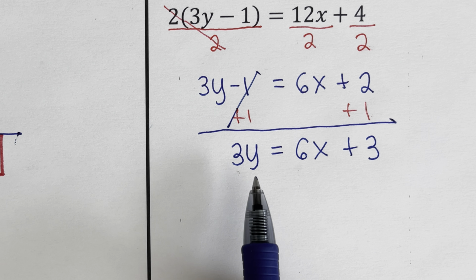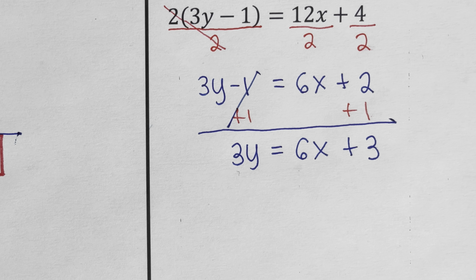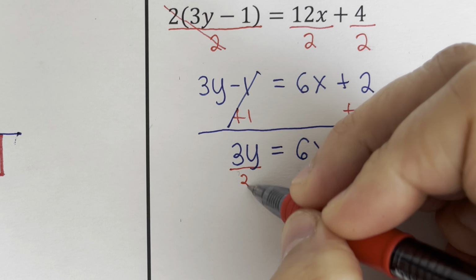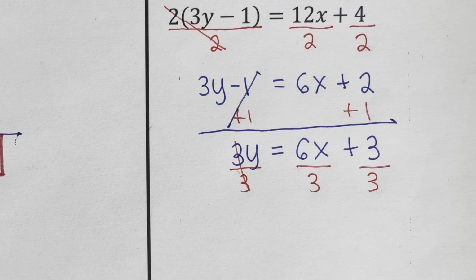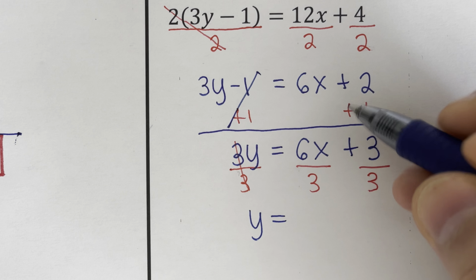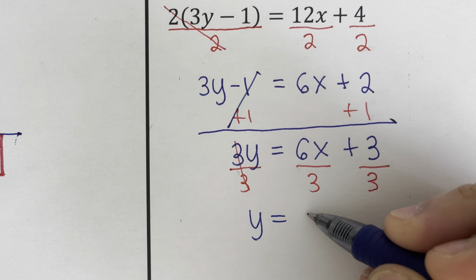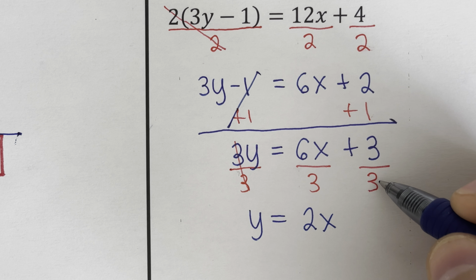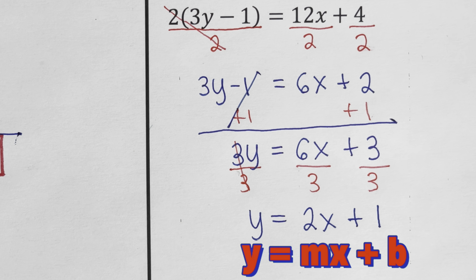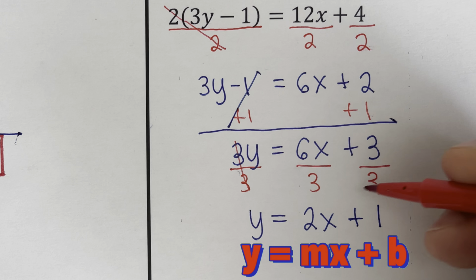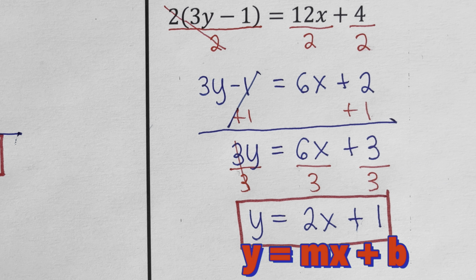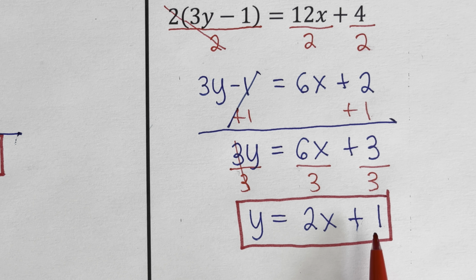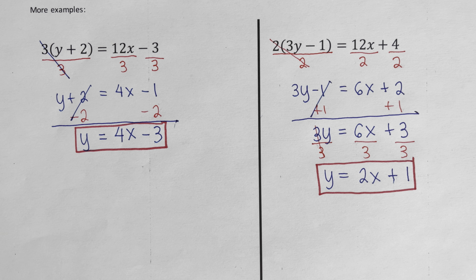Now, we have 3 in front of the y, so we need to get rid of it by dividing both sides by 3. We divide 3 here, and we're going to divide this by 3, so we can cross the 3 out. We are left with y is equal to 6x divided by 3 is 2x, and 3 divided by 3 is 1. So this is already in slope-intercept form, or the form y equals mx plus b. Our m is 2 and our b is 1. Did you get the same answer as this?